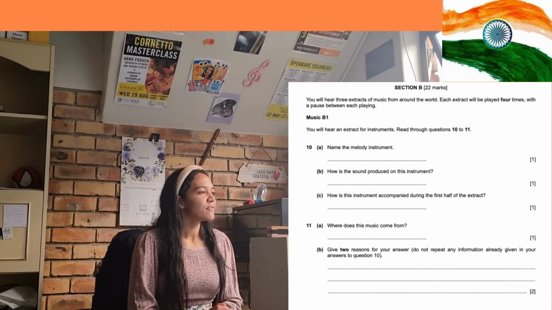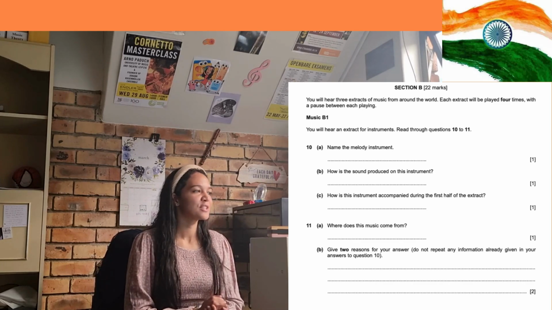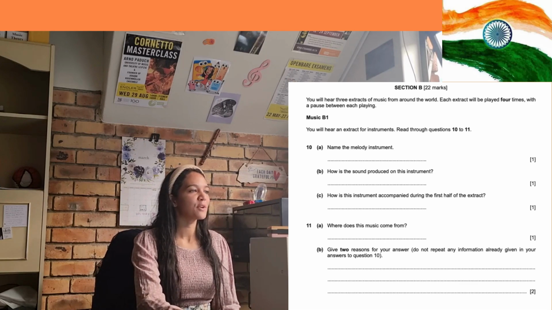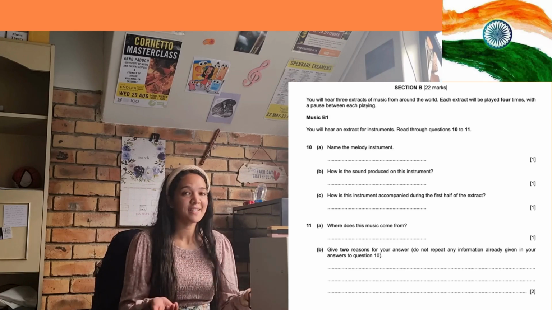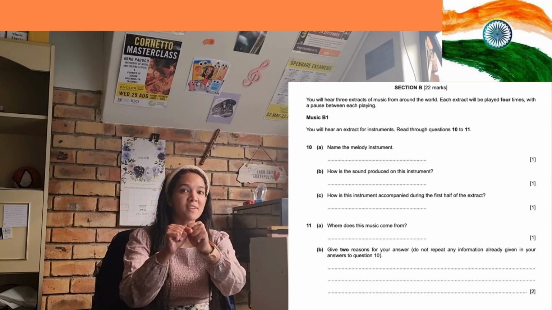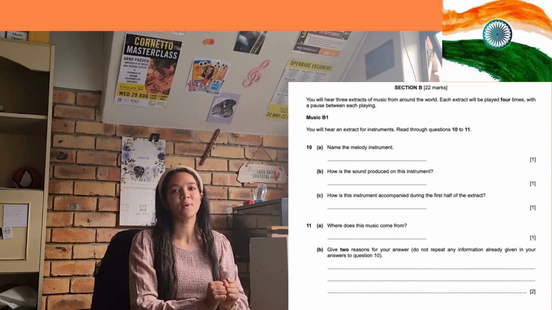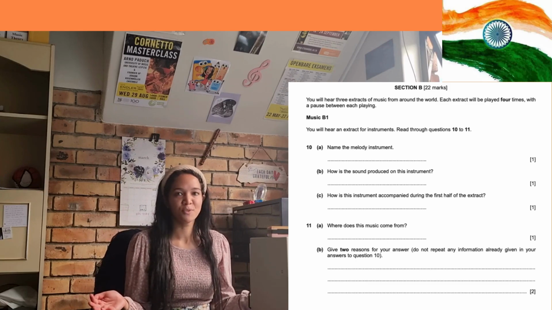Then, where does this music come from? Of course, we're dealing with Indian music today, but we are asked to give 2 reasons for our answer, and we are not allowed to repeat any information already given. So for instance, we will already be getting a mark for our melody instrument here, so we cannot say the melody instrument, that's specifically an Indian instrument, is a reason for why this extract is an Indian music extract. We will have to come up with 2 different reasons.